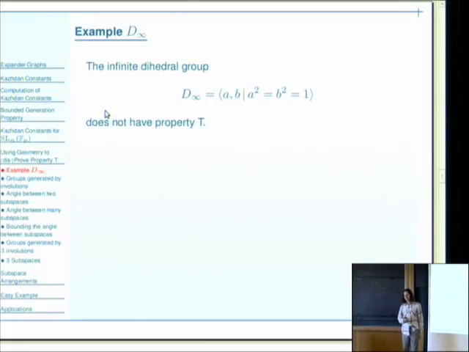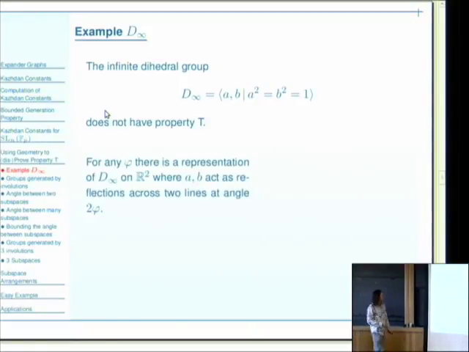So A and B are just symbols. Yeah, A and B are just symbols, and you take all the words in A and B, and essentially the only words are ABABABAB, and you go on for some time. Okay, what's an easy representation of this group?